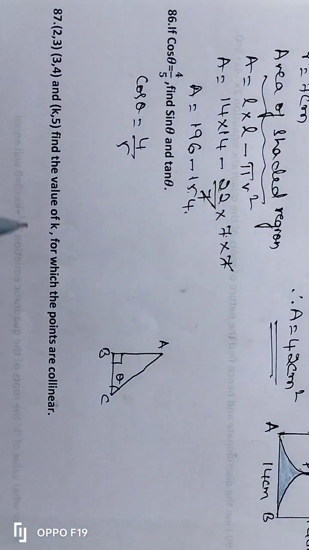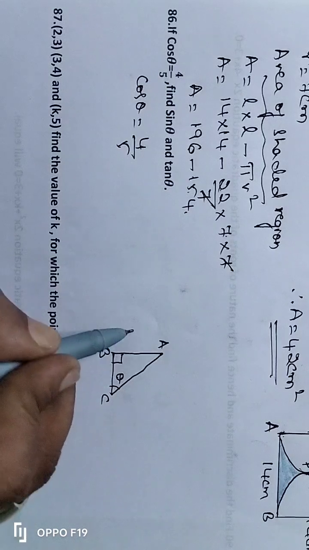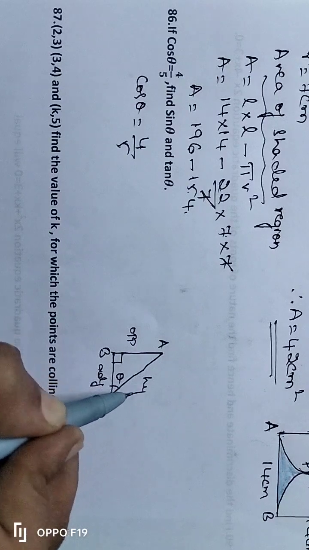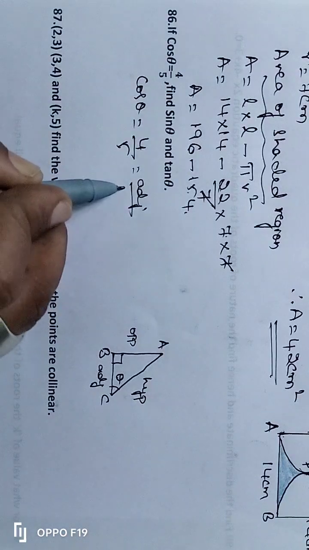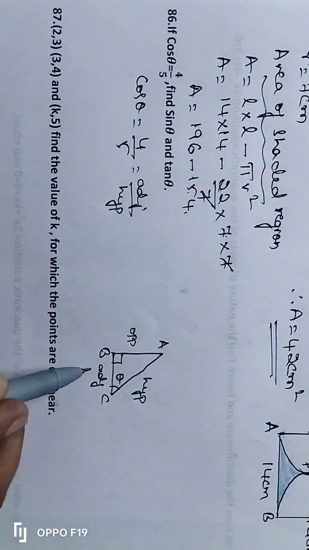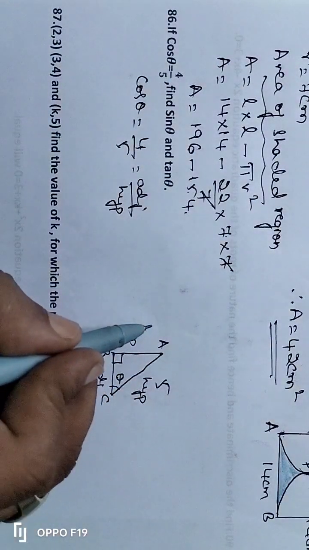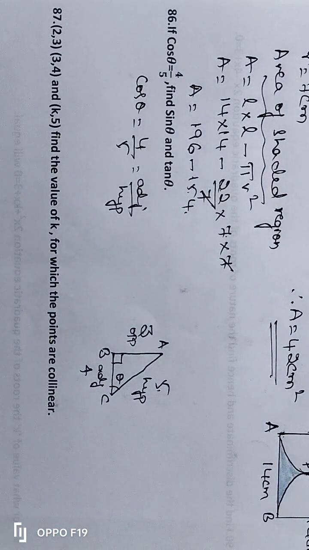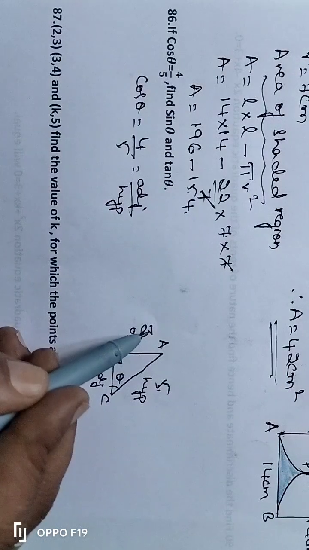If cos theta is 4 by 5, 4 means adjacent, 5 means hypotenuse. So if this is theta, this is the opposite side. BC is adjacent and AC is hypotenuse. So cos theta is equal to adjacent side divided by hypotenuse. Adjacent is 4, hypotenuse is 5. Then the opposite will be 3, because 3, 4, 5 is a Pythagorean triplet. So if they give 5 and 4, then 3 will be the opposite side.